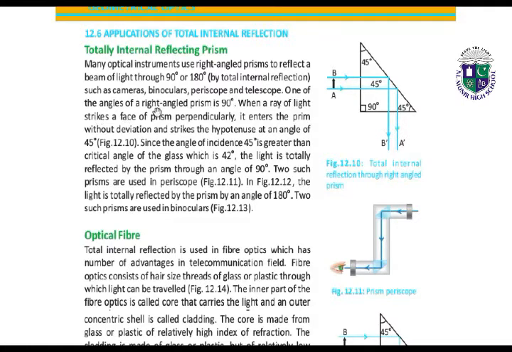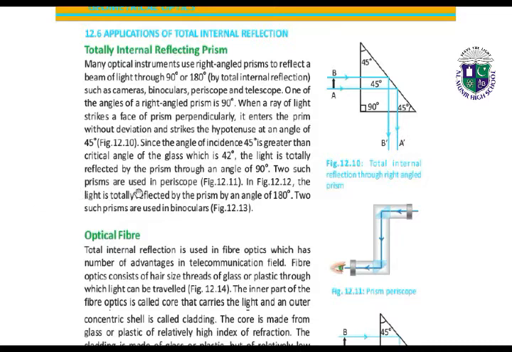One of the angles of the right angle prism is 90 degrees. When a ray of light strikes a face of the prism perpendicularly, it enters the prism without deviation and strikes the hypotenuse at an angle of 45 degrees. Since the angle of incidence, 45 degrees, is greater than the critical angle of the glass, which is 42 degrees, the light is totally reflected by the prism through an angle of 90 degrees.